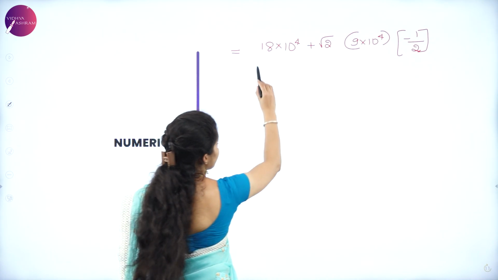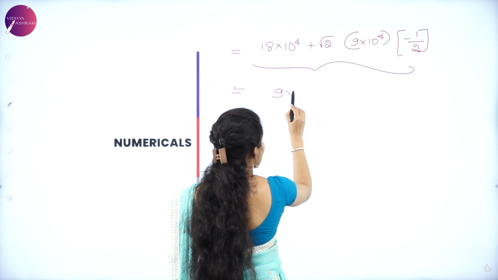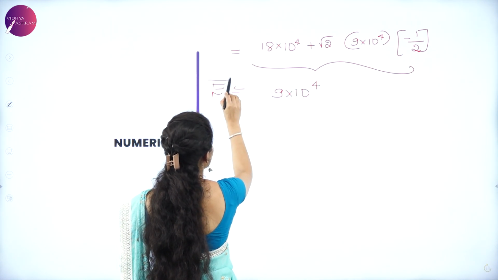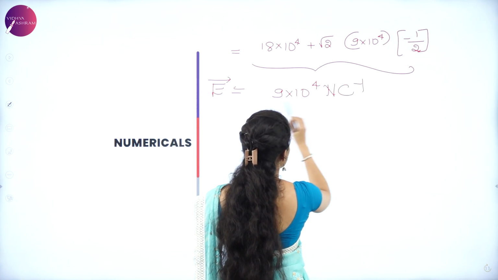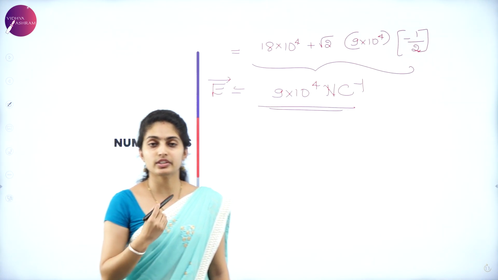On simplifying this by using your calculators, finally you will end up with 9 into 10 to the power of 4, which is called the resultant vector, that is the electric field, and it is given by Newton Coulomb inverse, and here ends your question number 5. So this is how you solve.